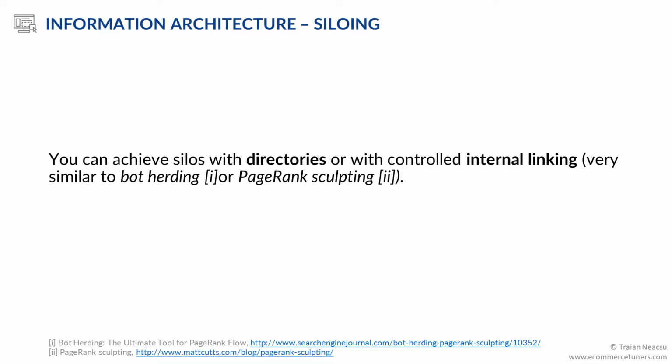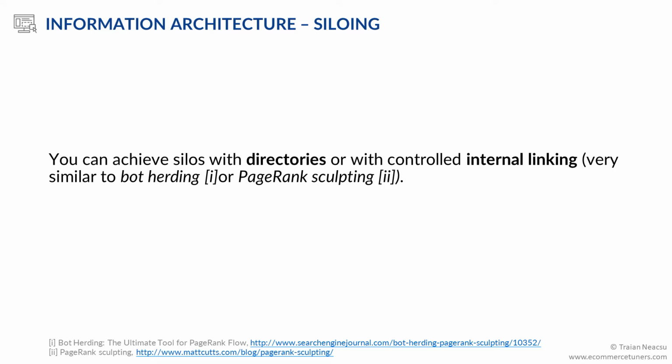You can achieve silos with directories or with internal linking. You can create hierarchies using user research and testing, which is done by information architects, with the help of keyword research, and by analyzing your web traffic. Your silos will be the directories in the URLs. Whenever possible, use a hierarchy created with directories.